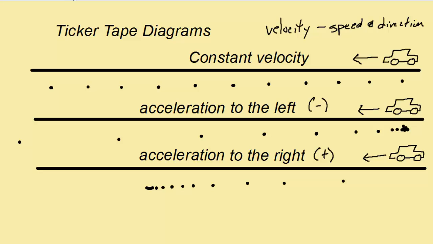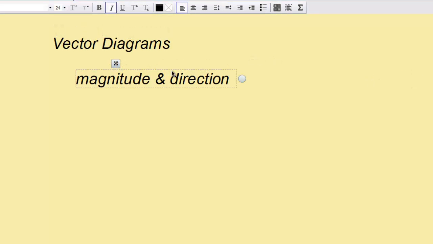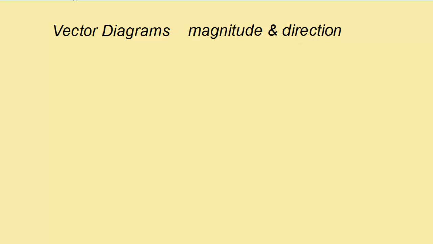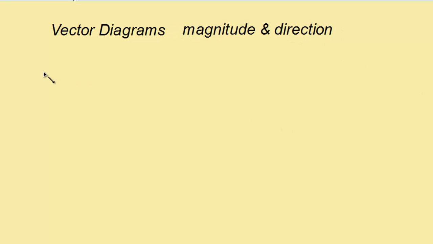All right, so let's take a look now and see what we can make sense of when we think of vector diagrams. I think we've learned so far that a vector is something that has both magnitude and direction. Vectors have magnitude and direction. All right, so we've used arrows to represent that, haven't we? So an arrow has both magnitude and direction.